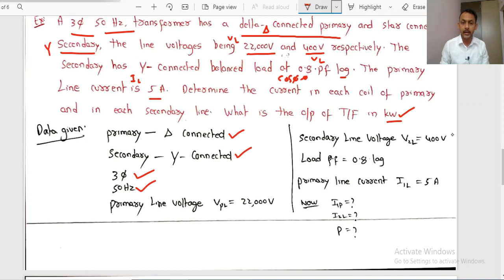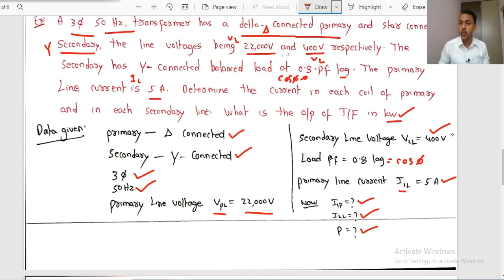Now the primary line voltage is 22,000 volts. The secondary line voltage, V2L, is 400 volts. Power factor cos phi is 0.8 lag. The primary line current I1L equals 5 amps. Now he is asking what could be the primary side phase current, the secondary side line current, and also the power.